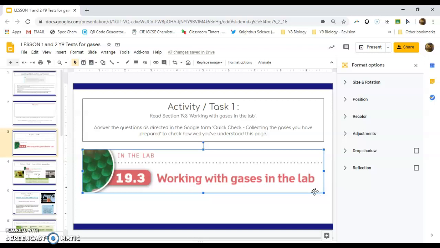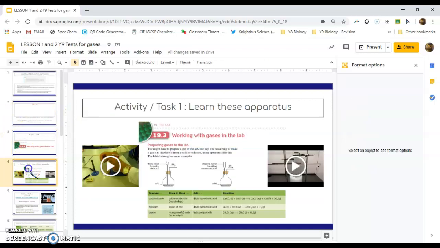It's going to take you half an hour to get through all of the videos and to answer the quick quiz at the end of the first lesson. So I need you to look through 19.3, working with gases in the lab. The first thing that you're going to learn is that there are some different techniques and apparatus, perhaps some new apparatus, or apparatus that you are not so familiar with, in the preparation of gases in the lab.